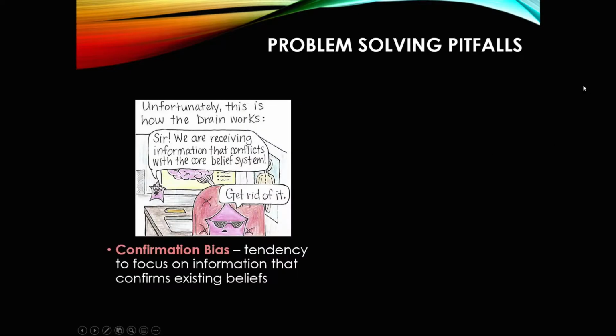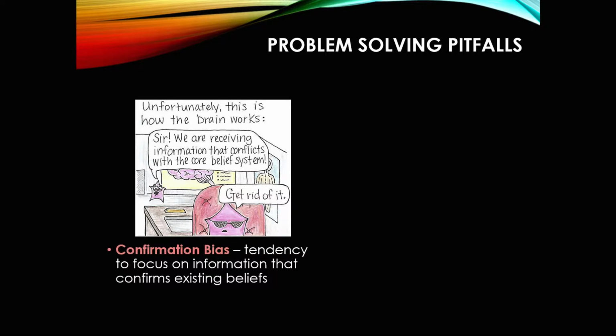Now, some other problem-solving pitfalls that are pretty common for humans. So one is called confirmation bias, and this is probably something you've heard of before. It's a really big thing. It's something that happens for everybody.